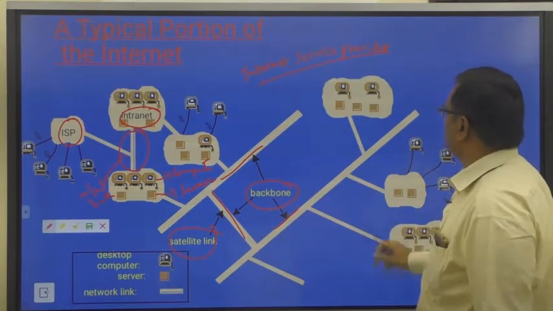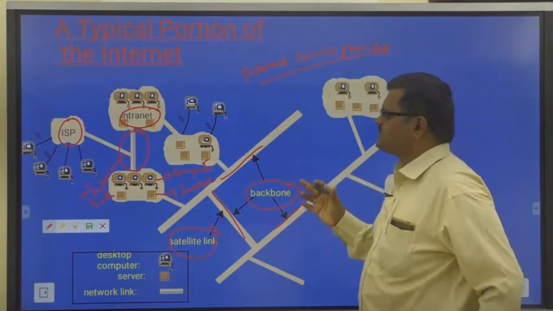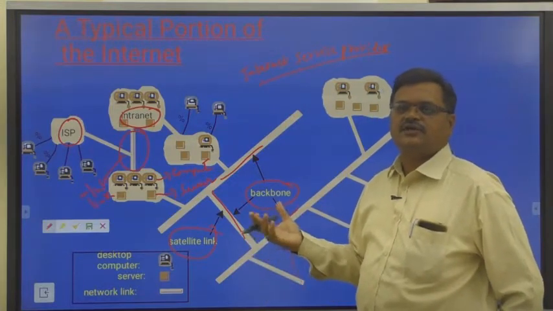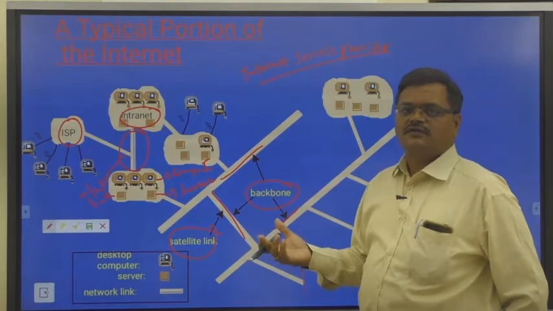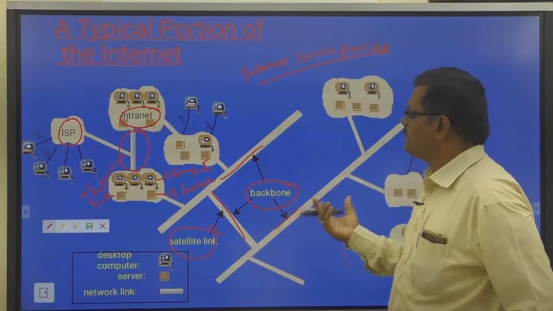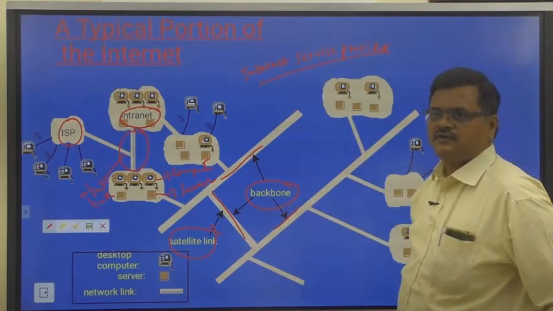So this is about the internet service provider. These are the terms: intranet and internet service provider. The internet service provider provides the actual internet to the system, where we can do emailing and web access. All those things will be given by the internet service provider.